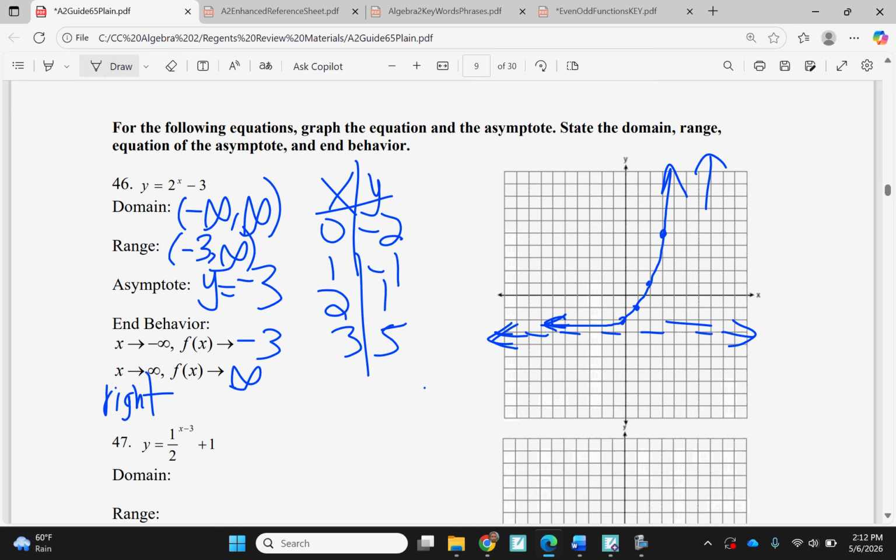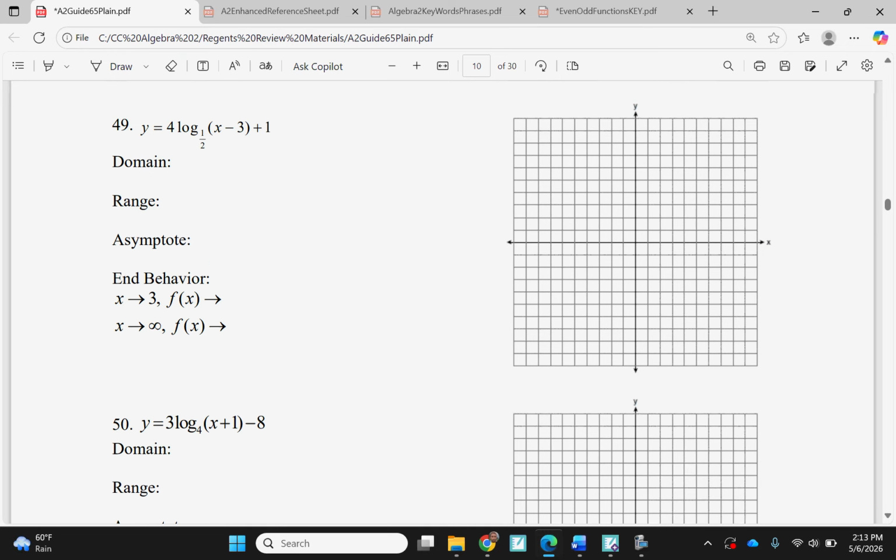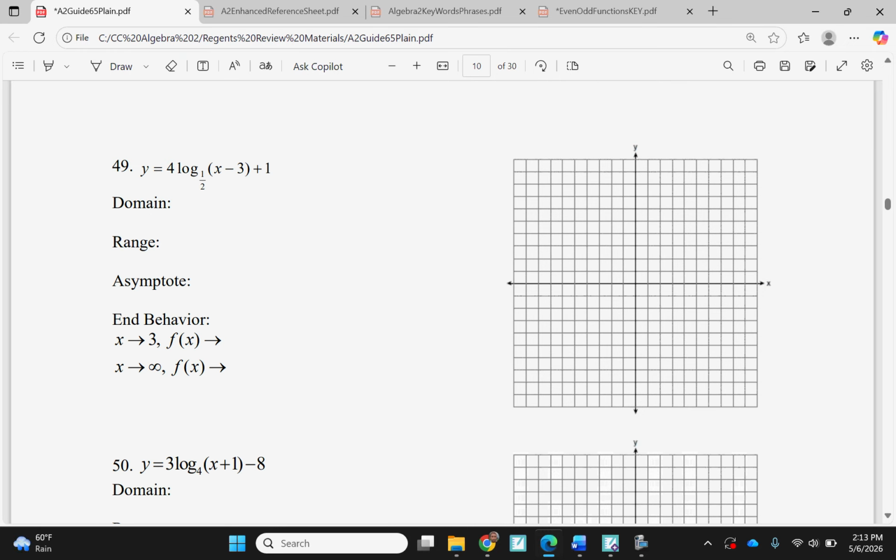Log graphs are very similar, but they're going to have a vertical asymptote instead. Also, the calculator is not good at graphing logs, so just understand that. You have to understand what it looks like. But I'm still going to start the same way.